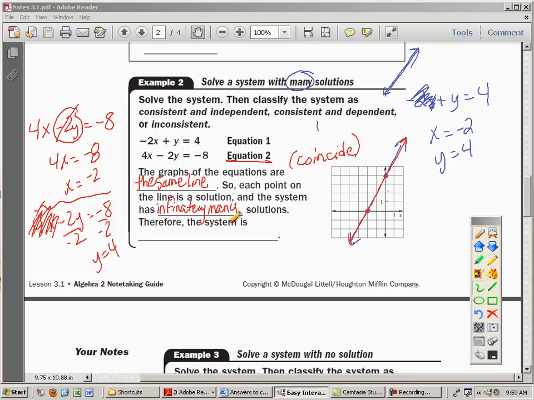And so therefore, since it has a solution, it's consistent, and since the two lines depend on one another, it's dependent. So that means it's a consistent dependent system.